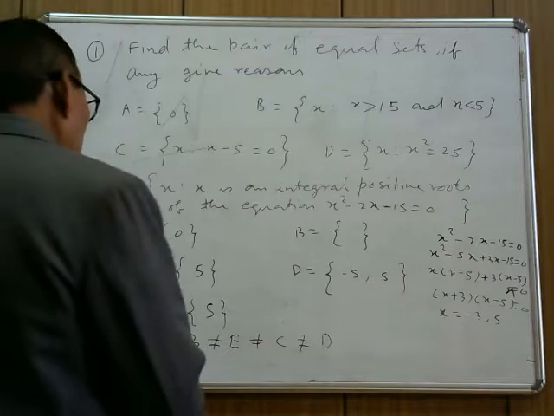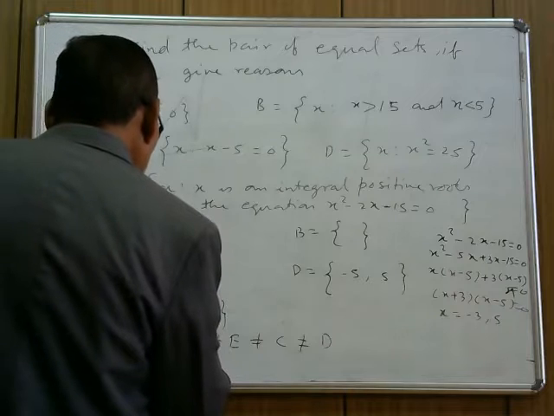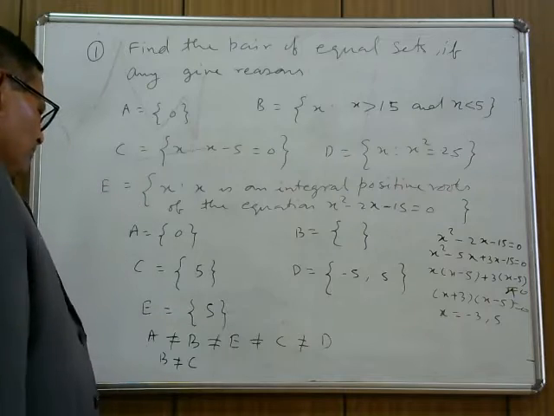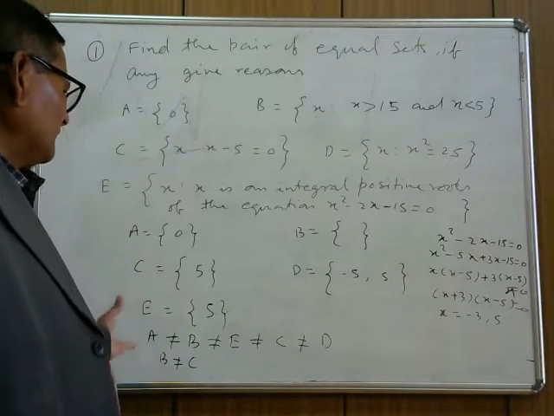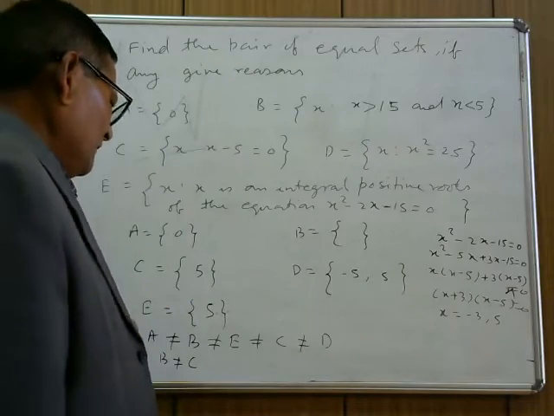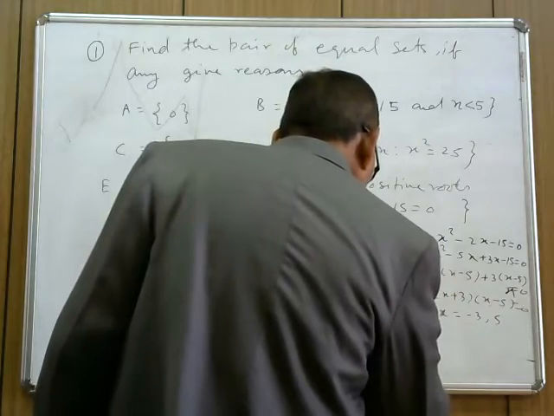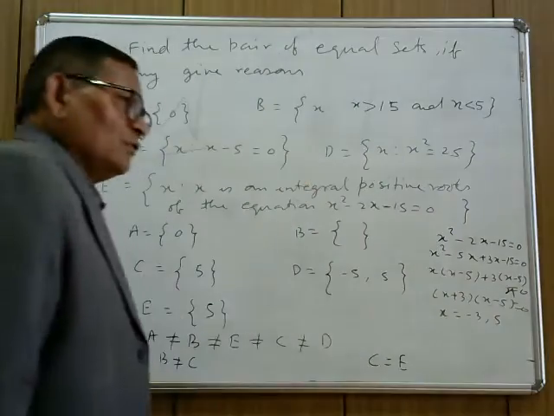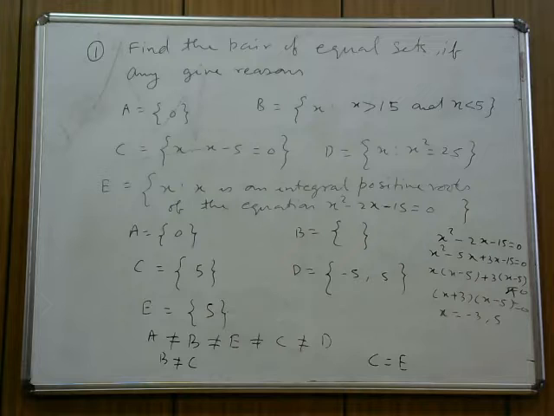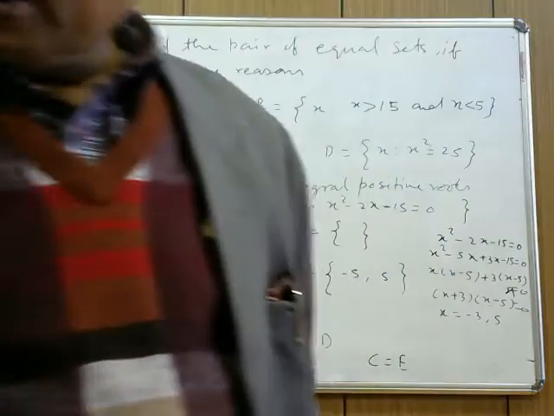And now, what about B? B and C are not equal. That is already mentioned. So now we find out whose elements are identical. You find the sets out of those 5 sets whose elements are identical: C and E. So in this way, you can say the sets C and E are the only 2 sets that are equal. This is one question on equal sets.